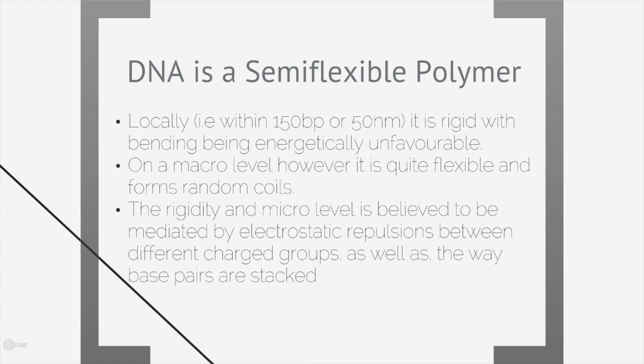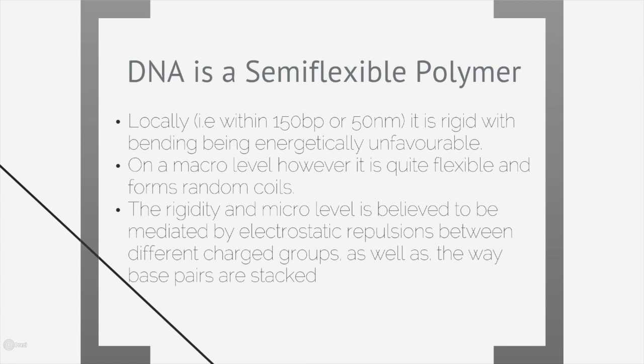DNA is classified as a semi-flexible polymer. What this means is that at a local level, that is when we're talking about smaller than 150 base pairs or shorter than 50 nanometers, DNA is rigid and not bendable. However, on a scale bigger than this, DNA starts becoming more flexible and automatically sorts into random coils.